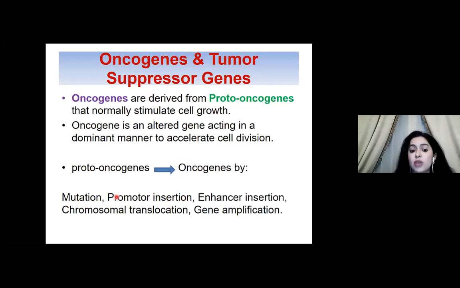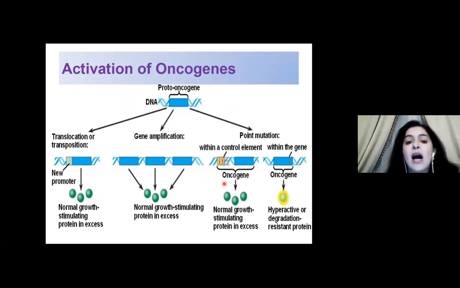So if you inserted a promoter, you're going to enhance the transcription more and more. Enhancer insertion will also stimulate the expression of this oncogene, as will chromosomal translocation and gene amplification. Now let's look at this diagram, how a proto-oncogene can turn to an oncogene.